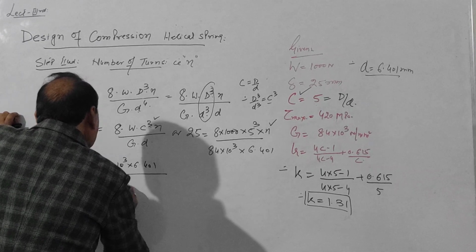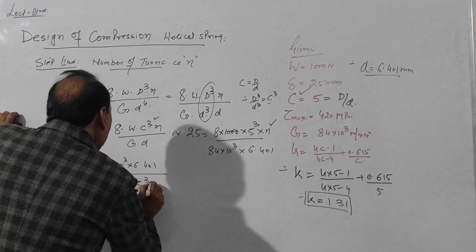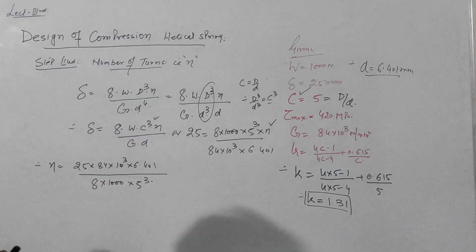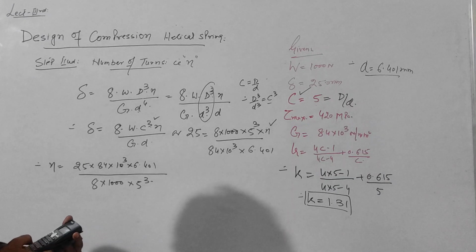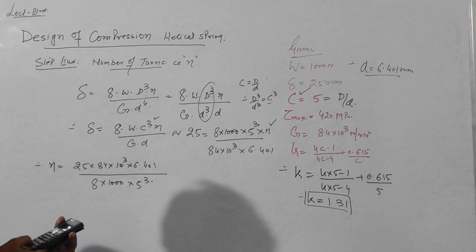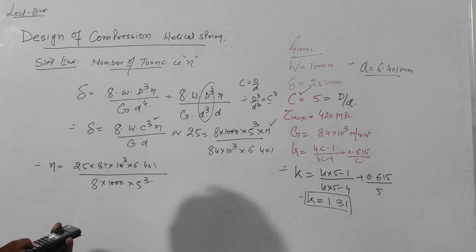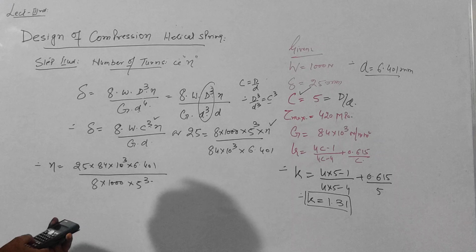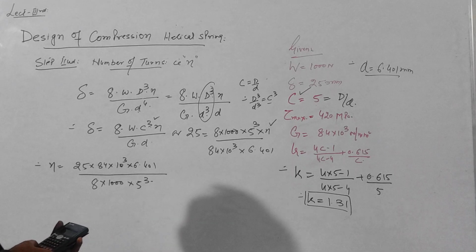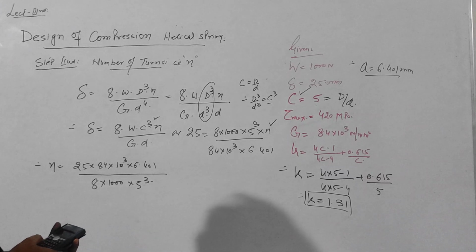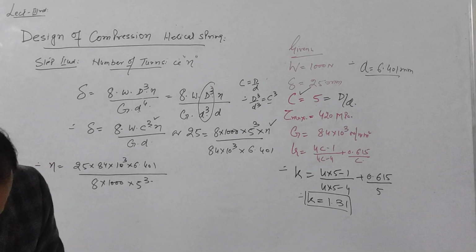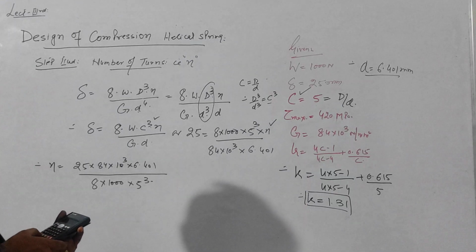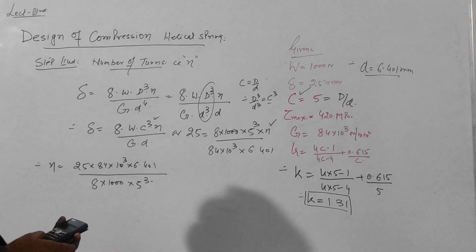divided by 8 into 1000 into 5 cube, right? So you calculate this and tell me what you get. This is 25 into 84 into 10 raised to power 3 into 6.401 divided by 8000 into 5 raised to power 3, bracket close.